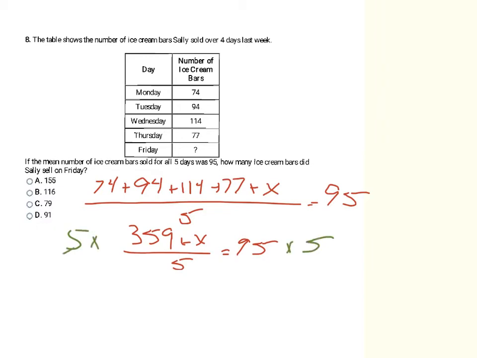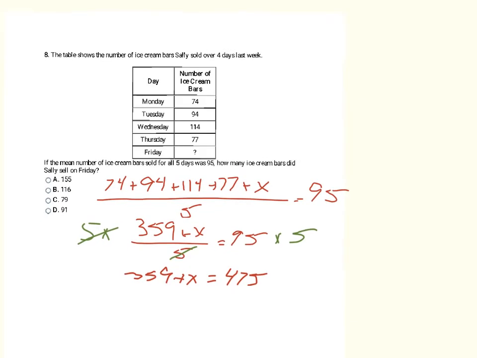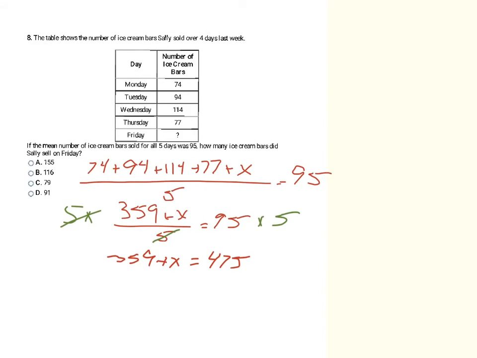And that's going to cancel out the divide by 5, opposite operations, and I'm just left with 359 plus x, and then 95 times 5 is 475. And then my last step is going to be to get x completely by itself by subtracting 359 from both sides. And those cancel out, and I'm just left with x equals 475 minus 359 is 116. And that's going to be my final answer, which is choice B.